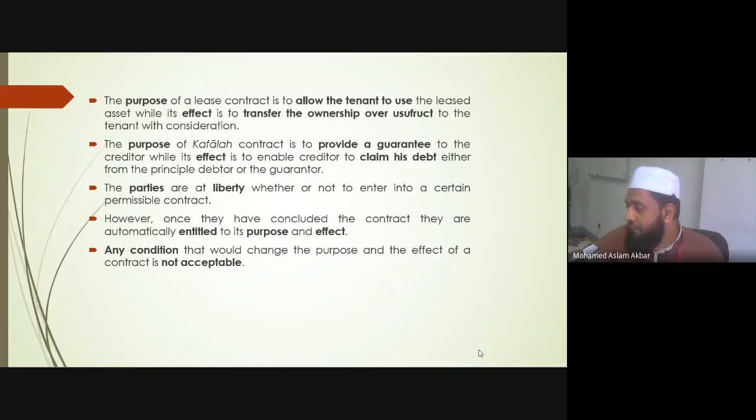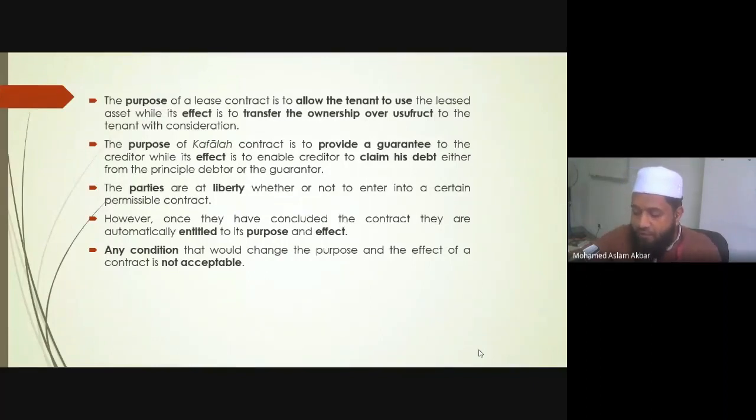For example, if the person is not able to pay back the bank, the bank can absolutely come and ask the person who gave the guarantee, who was the guarantor. They can get it from the guarantor. So that kind of claiming is actually the effect.